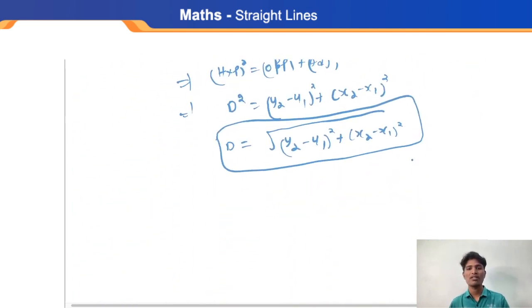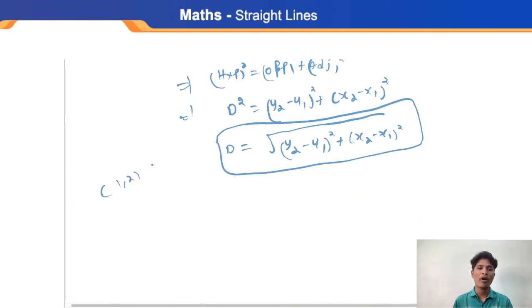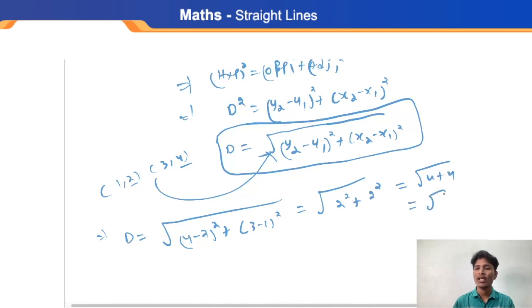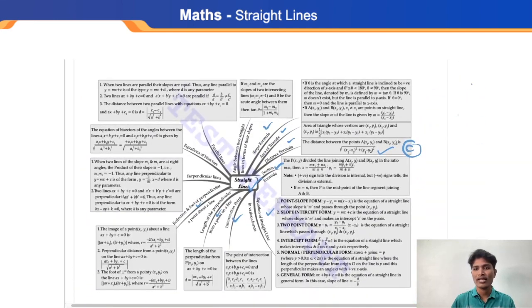Now suppose I take an example: find the distance between the points 1, 2 and 3, 4. Just apply this formula. d is equal to root of y2 minus y1 whole square plus x2 minus x1 whole square. This is y2, this is y1. So 4 minus 2 whole square plus 3 minus 1 whole square. I got 2 square plus 2 square, so root of 4 plus 4, that is root 8, which is 2 root 2. So this is the distance between the points 1, 2 and 3, 4. Like this you have to solve. So this block, the distance block, is completed.